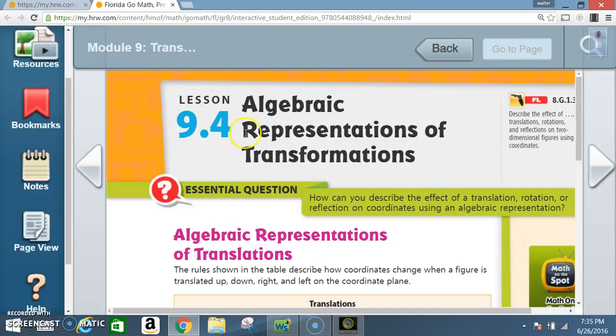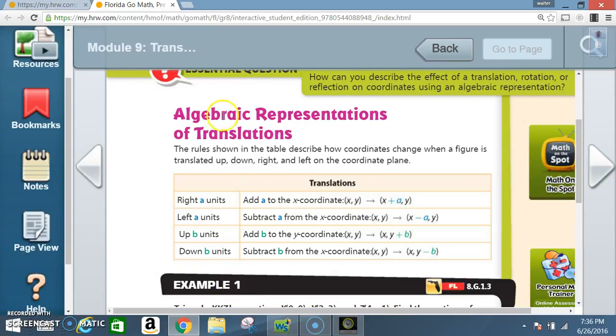Lesson 9.4, Algebraic Representations of Transformations. Example 1, Algebraic Representations of Translations.